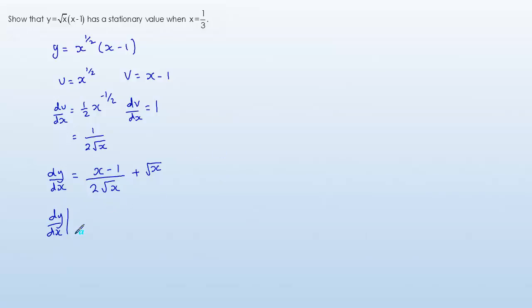So let's stick in here that x is equal to 1/3. So that's going to be 1/3 take away 1, so that's negative 2/3 on top over 2 root 1/3, plus the square root of 1/3. So let's put them over a common denominator here. So that's going to be negative 2/3 over 2 root 1/3.